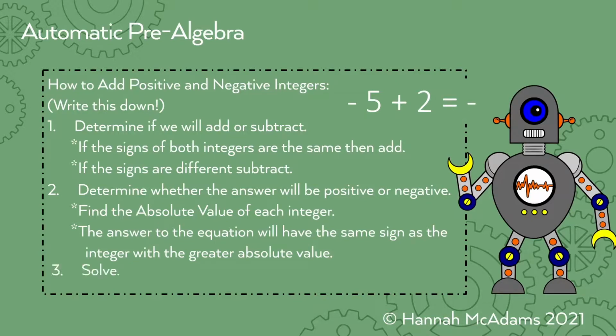And then we solve. You already said we're going to subtract. 5 minus 2 is 3, and -5 plus 2 is -3. What you could say is 5 minus 2 is 3, and then just remember the negative sign.